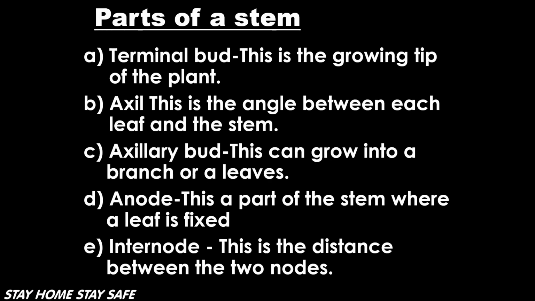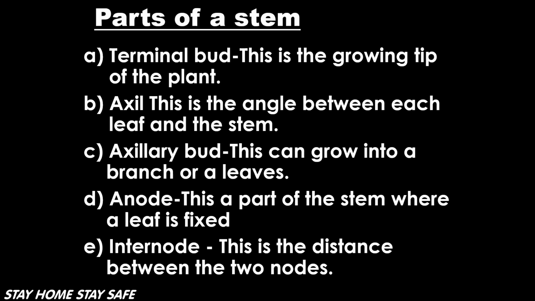So the stem has got several parts, as you can see. The terminal bud, the growing tip of the plant. But remember I told you the terminal bud, what does it do? It can also grow into a new stem and so on. We have a part called the axil. This is the angle between each leaf and the stem. So the angle between the leaf and the stem is what we call the axil. Then we have a bud that grows there. That bud is what we call the axillary bud. This bud, I've already told you, grows into a branch or a leaf and so on.